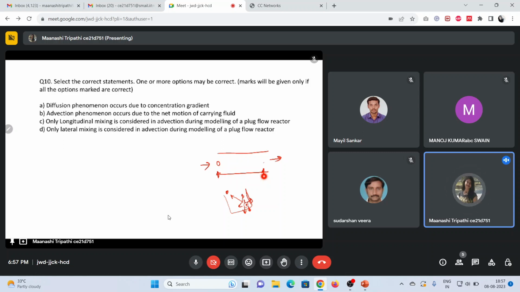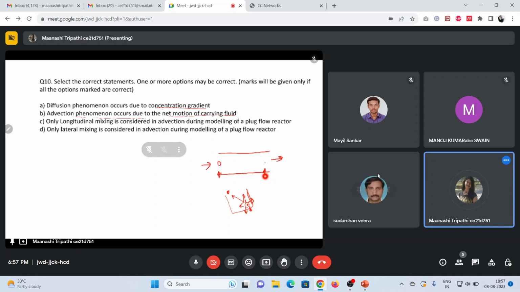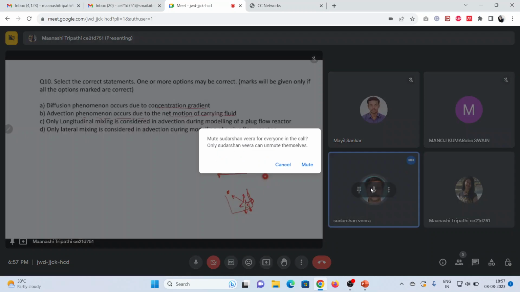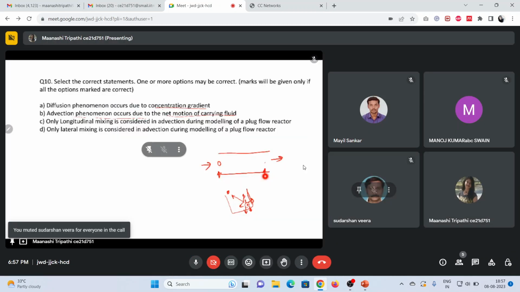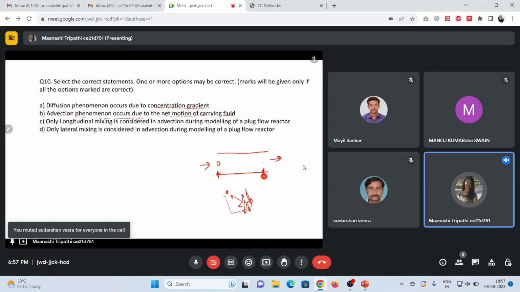Diffusion phenomena occurs due to concentration gradient. Advection phenomena occurs due to net motion of carrying fluid. And longitudinal mixing is considered in advection, and lateral mixing is considered in advection. So which of the following options are correct? Option C and D you will learn later very properly, but for now try to answer this question.